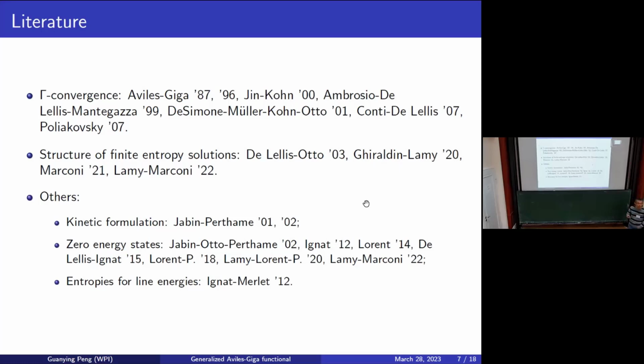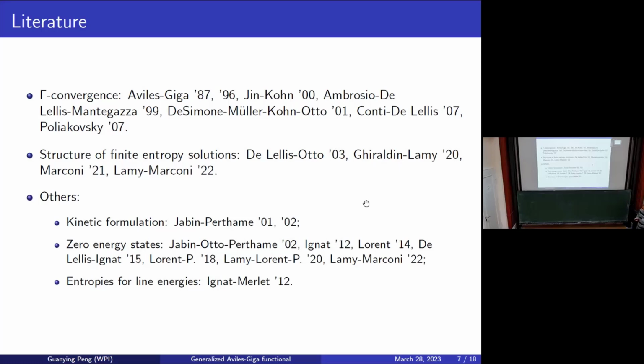And the full proof of the gamma convergence would require better understanding of the structure of finite entropy solutions of the Eikonal equation. So along this line, there is also many significant progress towards understanding this important function space. And also there is interest on related problems, for example, kinetic formulation for finite entropy solutions, regularity of zero energy states, and also the scope of entropies for more general line energies.